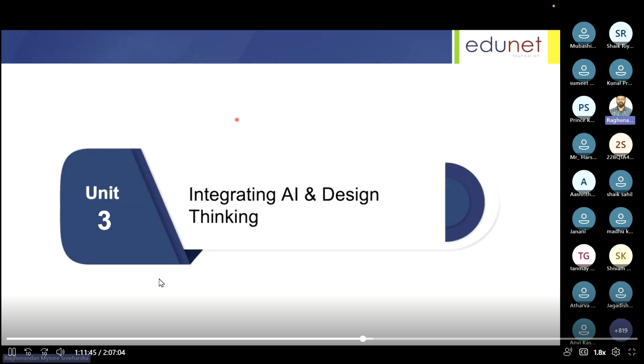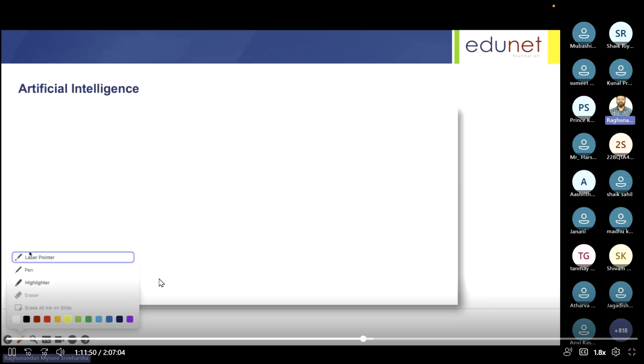So as you all can see here, we are going for integrating AI and design thinking. So how would it look like? Let me play this one.